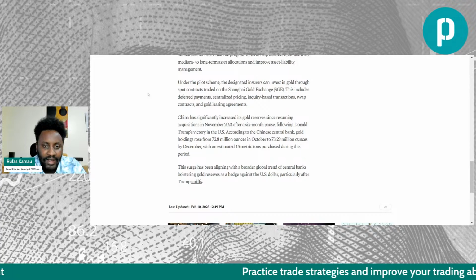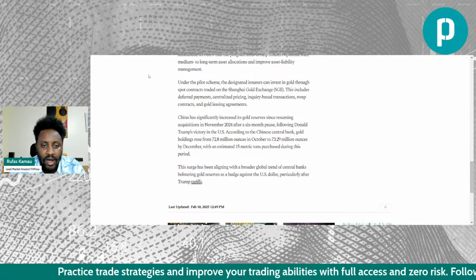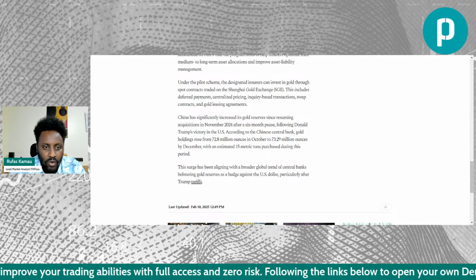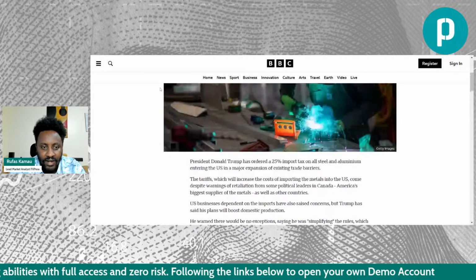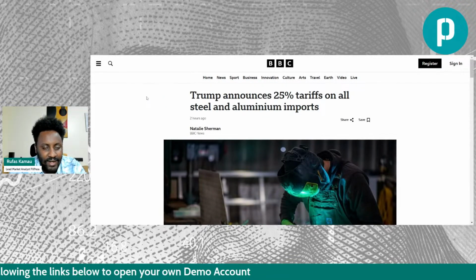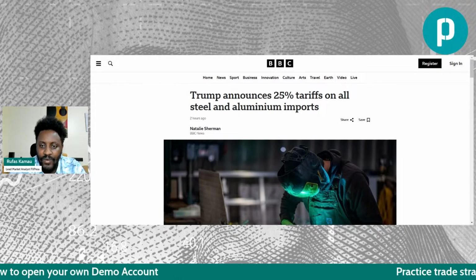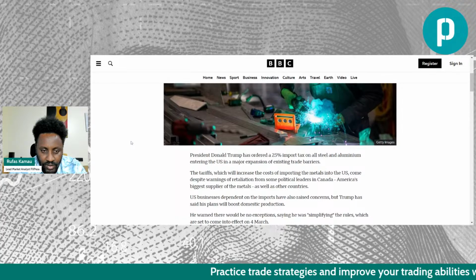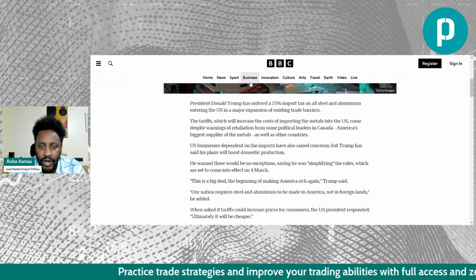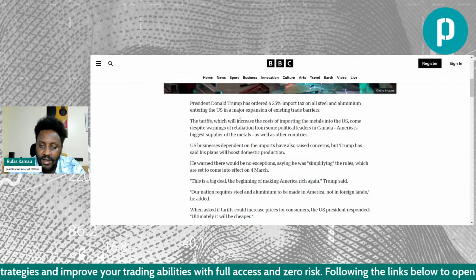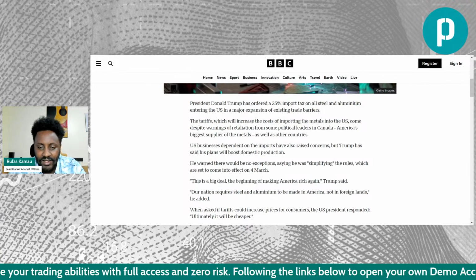So clearly, we know that there are more factors contributing to the gold rally. We'll be covering that later. Then, on other news, we have more tariffs coming in from Trump. Since he had a speech last night, Trump announced 25% tariffs on all steel and aluminum imports to the US. So, President Donald Trump has ordered a 25% import tax on all steel and aluminum entering the US in a major expansion of existing trade barriers.